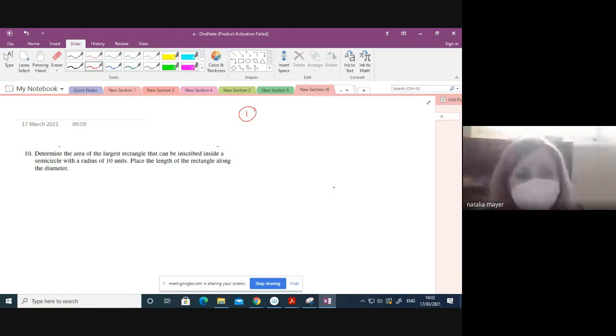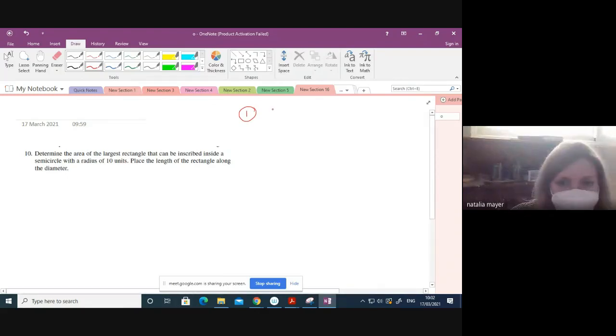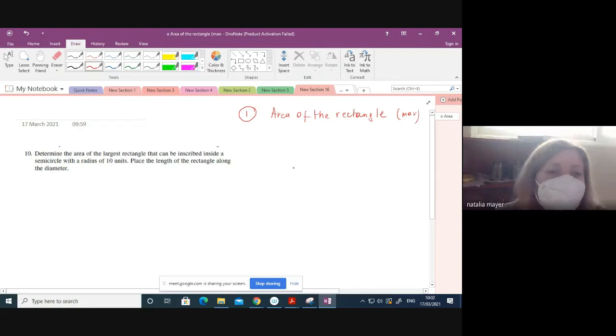The maximum area of the rectangle that can be inscribed inside of the semicircle. Okay, so we're optimizing what? Area, right? Yes. The area of the rectangle. In particular, we are looking for the maximum. Okay, good. Now, at this point, questions like this require a diagram, okay?